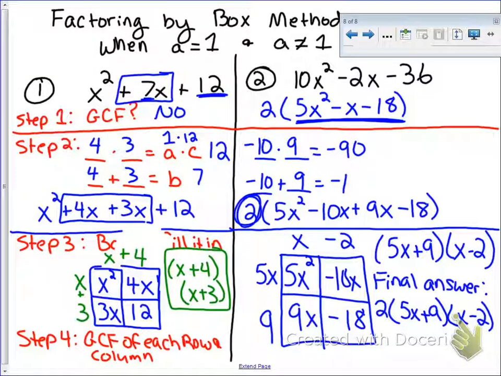That's how you can use the box method, whether a equals 1, whether a equals negative 1, or if you have a greatest common factor. So make sure that you go answer the questions and turn them in on Google Classroom.